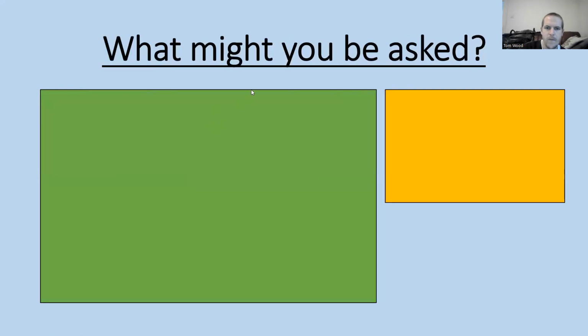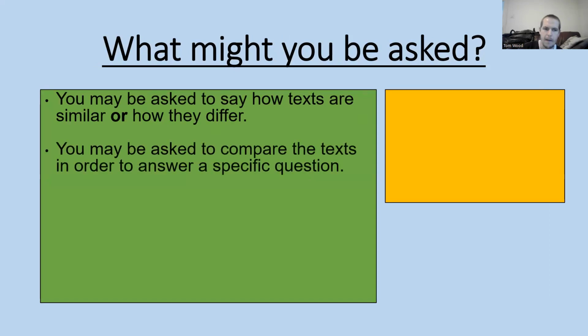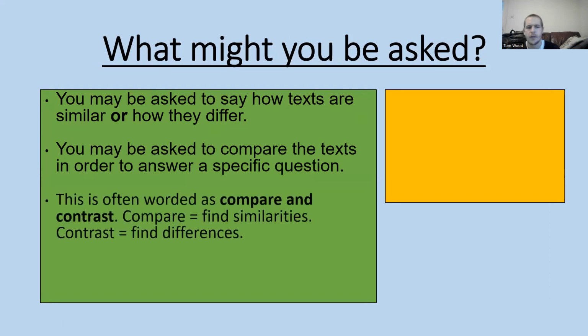So let's have a little bit of a look at what we might be asked. We may be asked to say how texts are similar or how they differ. We may be asked to compare the texts in order to answer a specific question. This is often worded as compare or contrast. When we compare something, it's finding similarities. When we contrast, it's finding the differences.